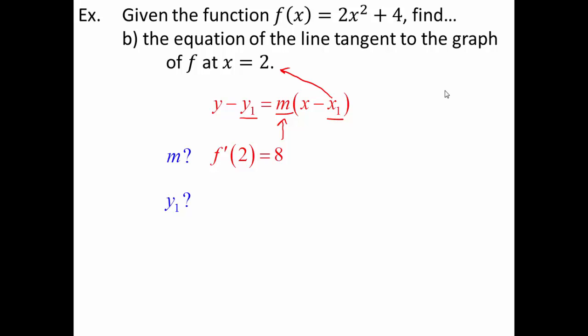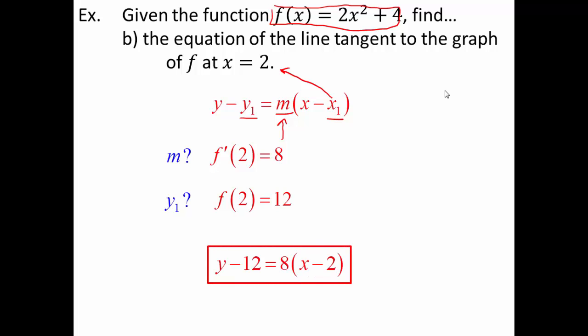To figure out the y value, well, here it is up here. The original function represents the y value. Since the x value is 2, just plug in 2 into f of x, and we get 12 as our y value. Once we've got our slope and our point, we can now write our equation of a line tangent to the curve at x equals 2 as y minus 12 equals 8 times (x minus 2). If you want to go a step further and convert it to slope-intercept, just distribute the 8, add the 12. There's your y equals mx plus b, but I don't care enough to do it.